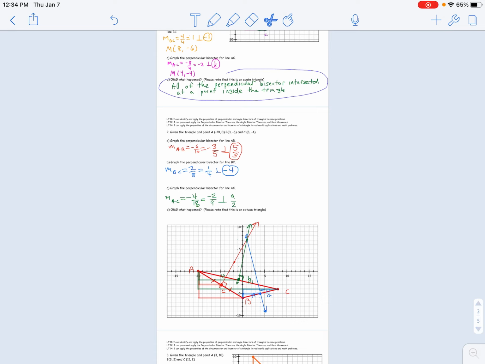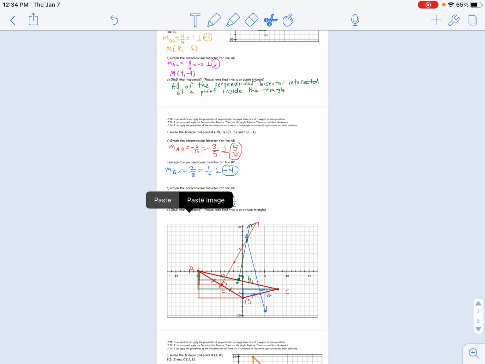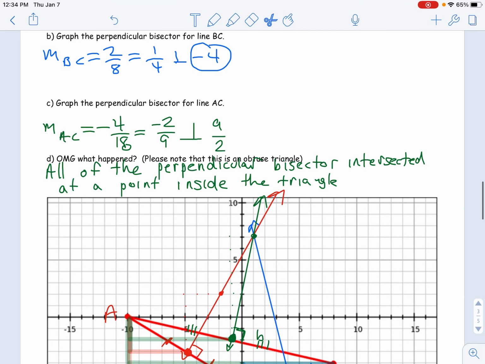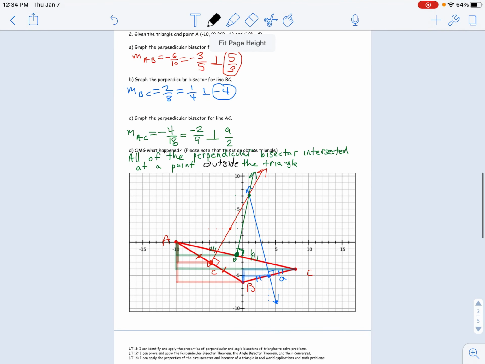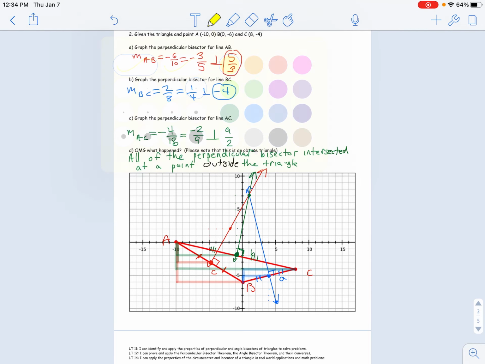We can do this. Let's be a little bit lazy. All the perpendicular bisectors intersected at a point, and then we just have to decide inside, outside. So for the acute triangle, they all intersected inside the triangle. Now what are the chances for some random obtuse triangle, they all intersected inside of the triangle?